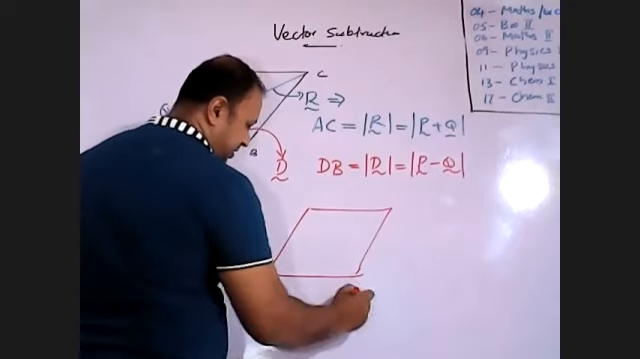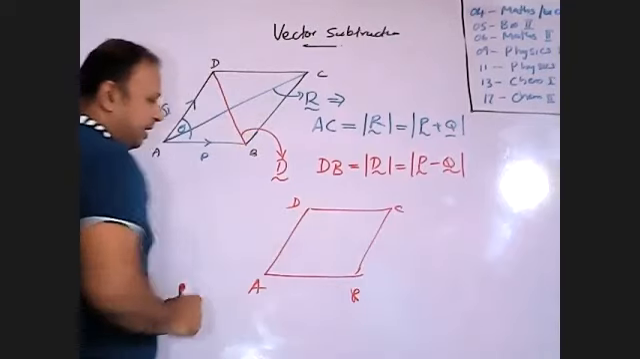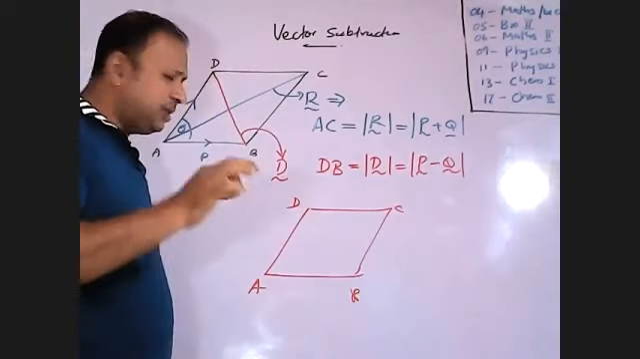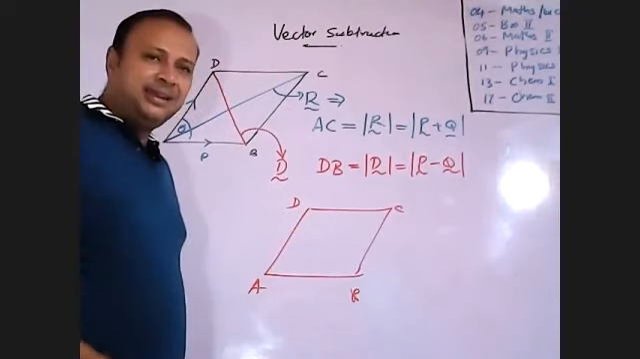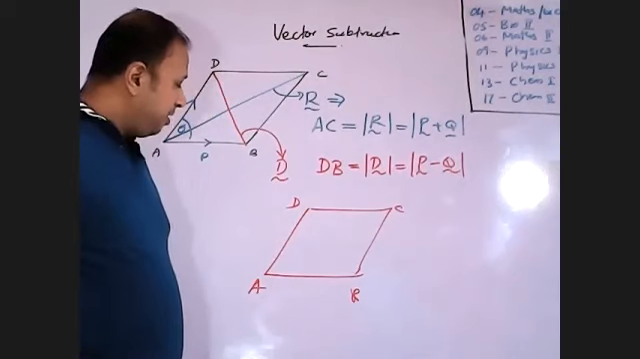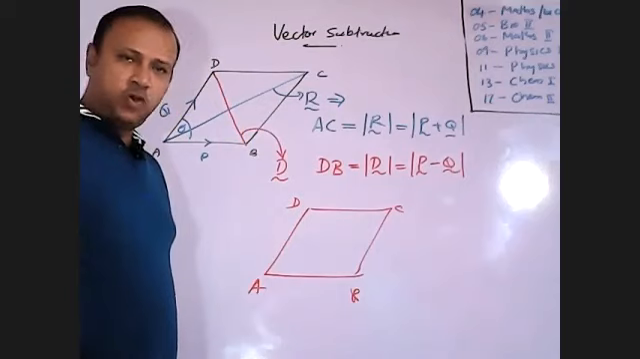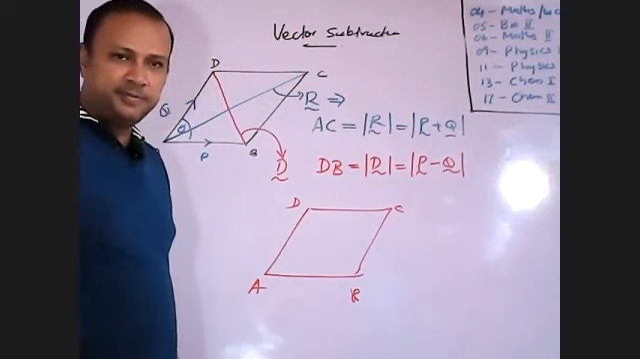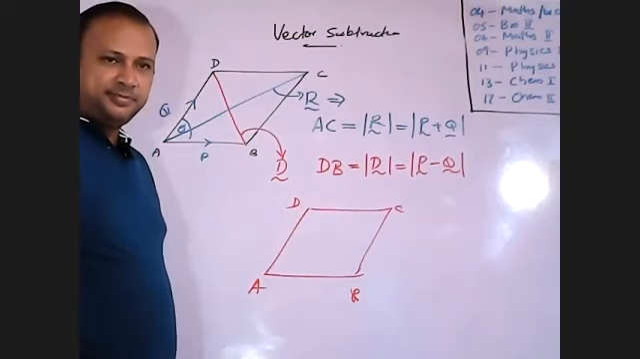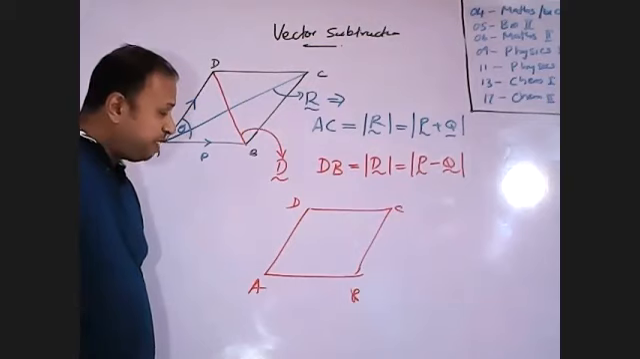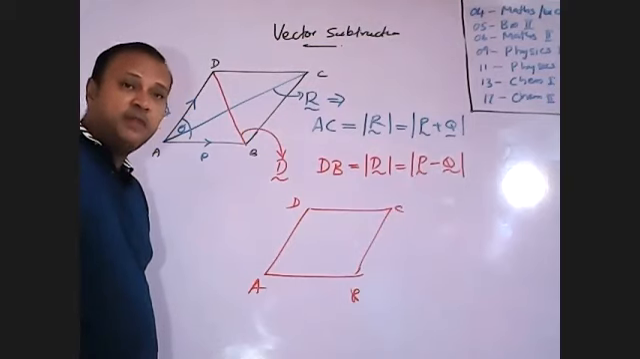Now A, B, C, D. Now I'm discussing geometry. Suppose AC diagonal is the perpendicular bisector of DB diagonal. So what kind of parallelogram is the ABCD parallelogram, if AC diagonal is the perpendicular bisector of DB diagonal?